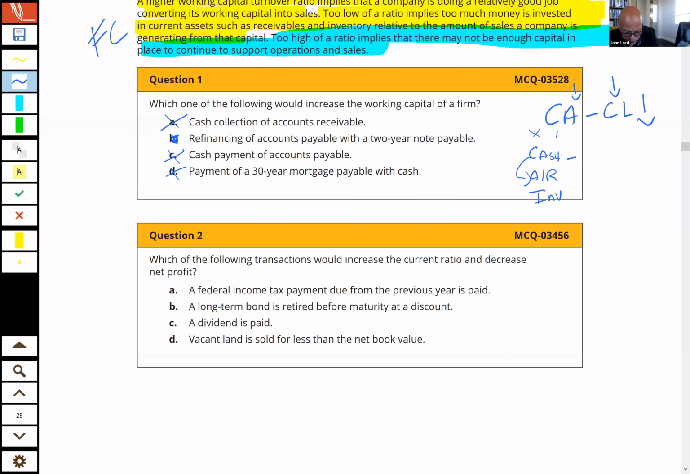Okay, which of the following transactions, the correct answer is D, okay? But let's take a look at: federal income tax payment from a previous year is paid. Payment due from a previous period. So if we had a payment due, we had taxes payable, didn't we? And we must have debited tax expense for that. So what's the journal entry when we actually pay this? Cash. Cash what?